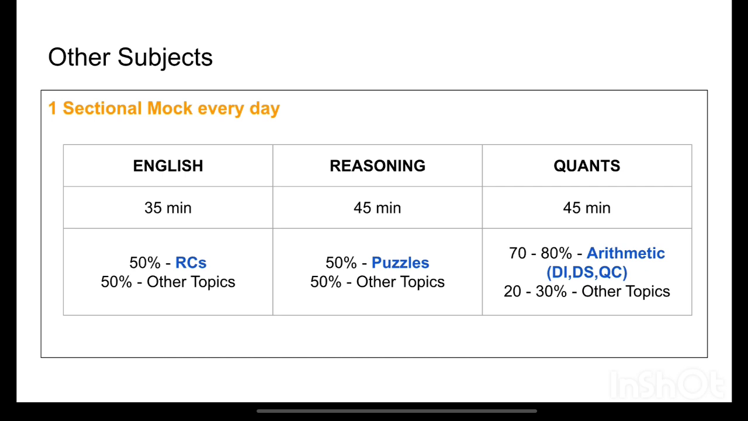So again, how you need to attempt, that is most important. English, you have 35 minutes of time. Now break that entire time into two halves, 50% and 50%. So English subject is mostly based on RCs in your mains. You will be getting close to 15 marks in English only through RCs. So dedicate that 35 minutes, 50%, that means around 17.5 minutes for RCs alone while attempting your mock.